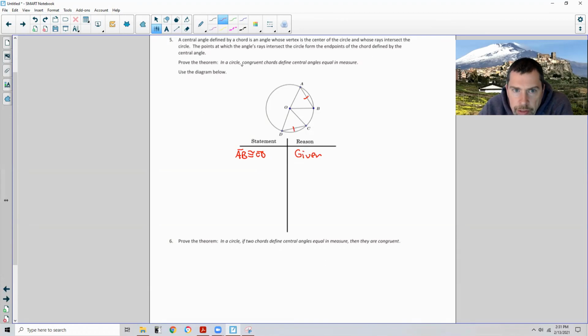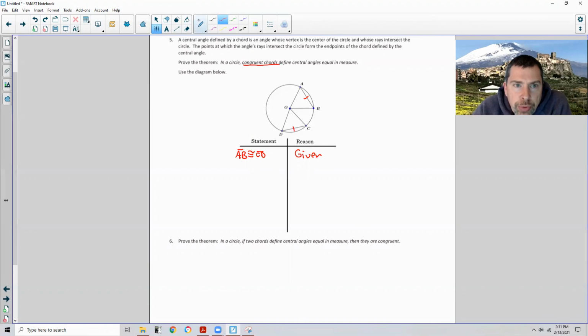Okay, because it says in a circle, congruent chords define central angles equal in measure. Use the diagram below. Prove the theorem in a circle: if two chords define central angles equal in measure, then they are congruent. So first we want to say we're given that they're congruent. Prove the theorem in a circle, congruent chords define central angles equal in measure.